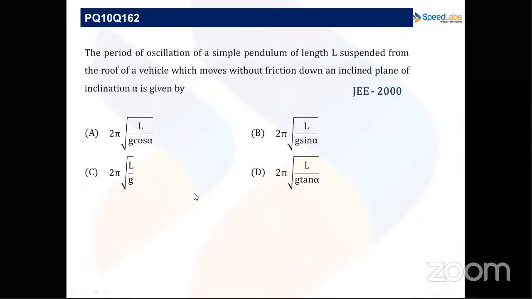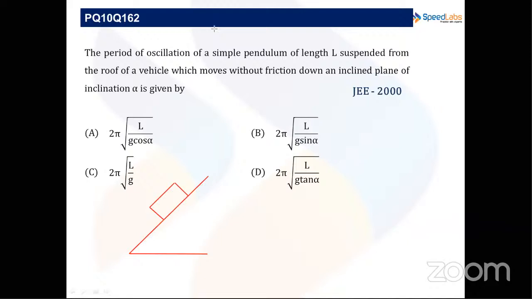Next, the period of oscillation of a simple pendulum of length L suspended from the roof of a vehicle that moves without friction down an inclined plane of inclination alpha is given by. So he's asking us to find the time period of a pendulum. That pendulum is suspended in a vehicle, and that vehicle is going down an inclined plane, and again there is no friction.